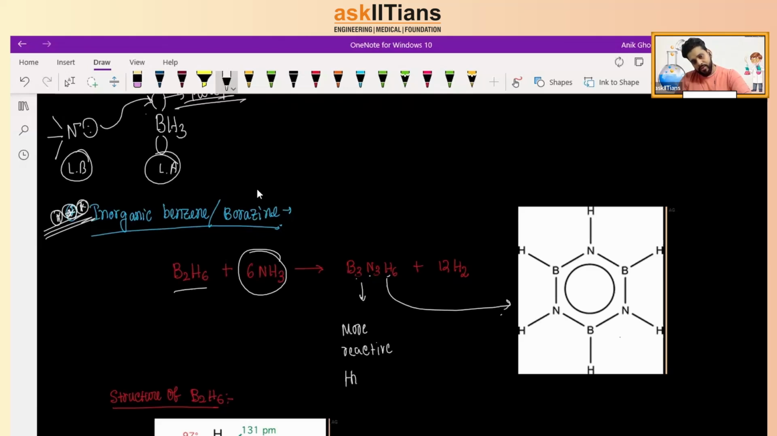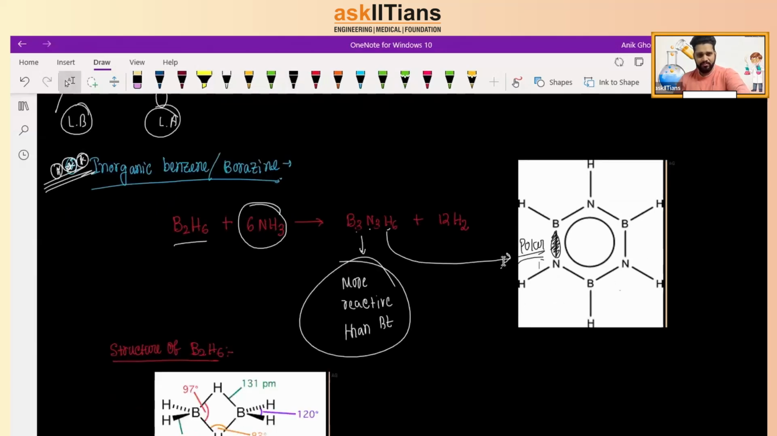This is an organic benzene, more reactive than our normal benzene. Why is it more reactive? Because every single bond over here is polar, and I guess you know that if something is polar, it is always going to be more reactive.